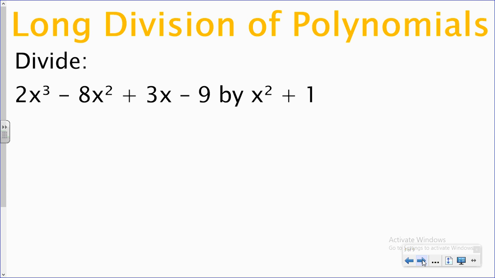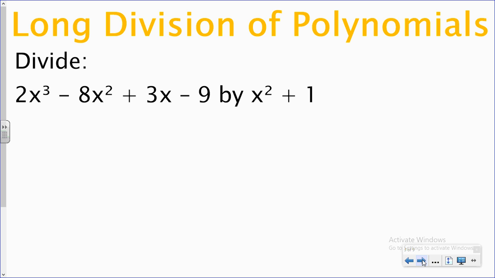I want us to divide 2x cubed minus 8x squared plus 3x minus 9 by x squared plus 1. Why am I saying that we have to do this by long division? Why do I not even give you the option of synthetic division? Well, because I had that linear thing that he said. Okay, good. Our divisor is quadratic, and it is not linear, which means we have to do long division.